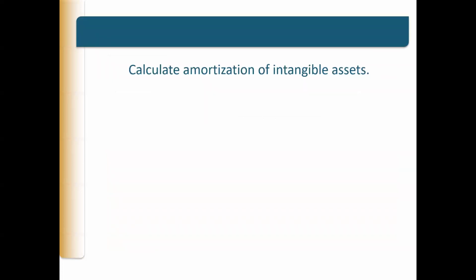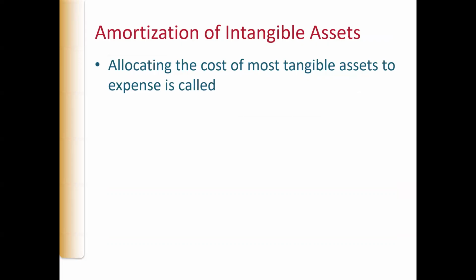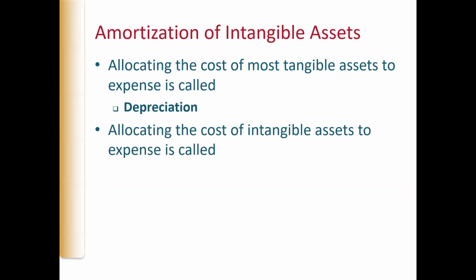Now, instead of calling it depreciation, with intangible assets, we call it amortization. It's still allocating the cost of intangibles.